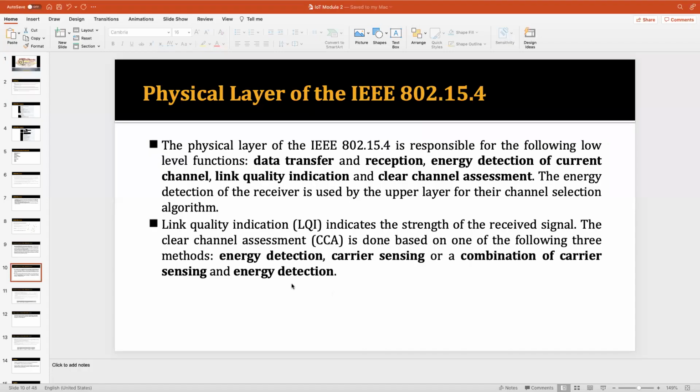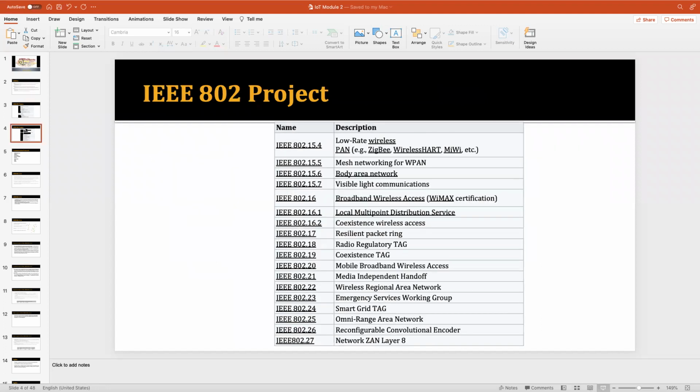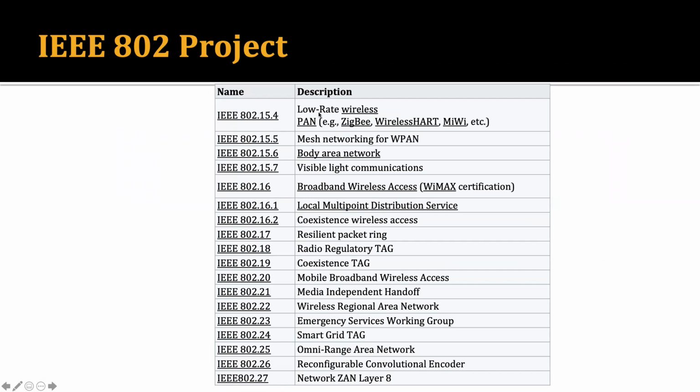Then we have 802.15.4. This is for low power wireless, and that is what we are going to learn in today's class. This standard is for the low rate wireless PAN, the wireless personal area network. Here we are talking about low rate, meaning we are not bothered about high data communication. We are bothered about IoT devices, which send the temperature or pressure or these small data. If any device wants to communicate, it uses this particular standard.